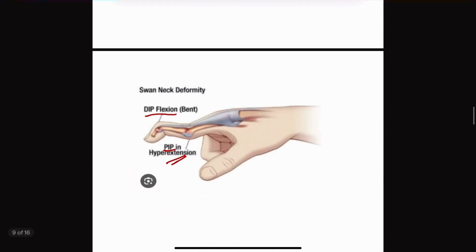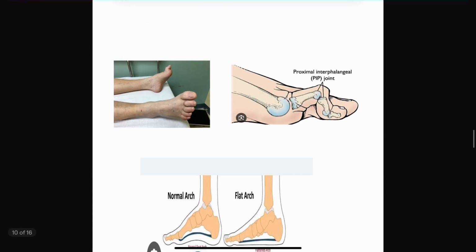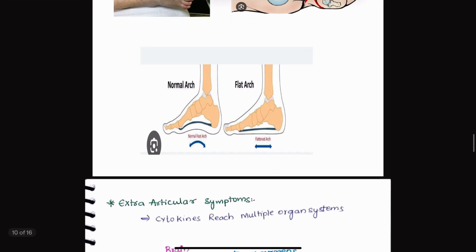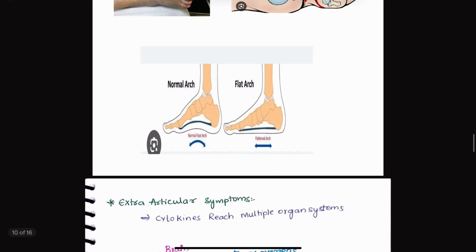Okay, so yeah, these are hammer toes. Okay, these are hammer toes. See, this is a proximal interphalangeal joint, so they move like this. So these are the hammer toes, and this is pes planus, which means flat foot.